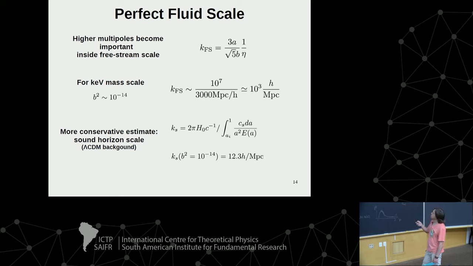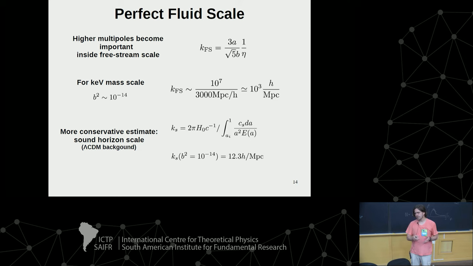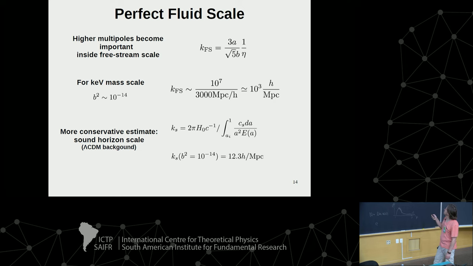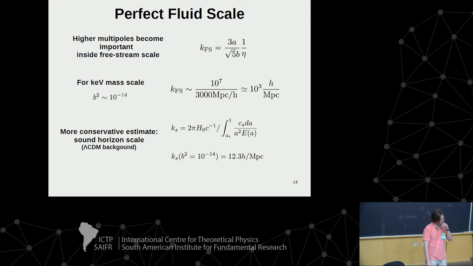Then you plug in numbers for, let's say, beta squared times 2 minus 14, which will give you a mass around the keV scale. Then this free streaming scale is something like 10 to the third h per megaparsec, pretty large k, very, very small scale. You can be a little bit more conservative and say, well, let's consider the sound horizon, the scale up to which a bunch of particles can propagate in the universe. So you get this kind of integral here. Now CS goes inside the integral. And again, what you get is something that is very large, 12 h per megaparsec, again for this beta squared scale. Okay.